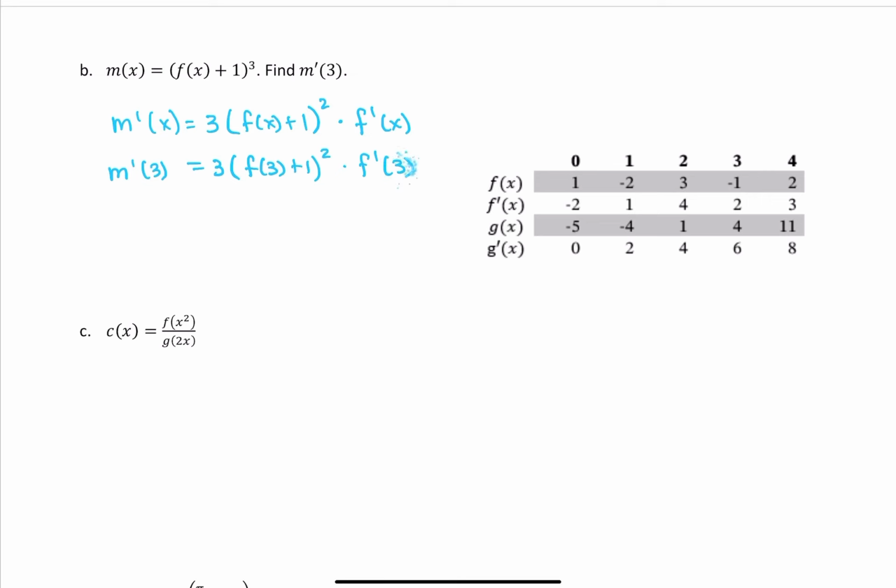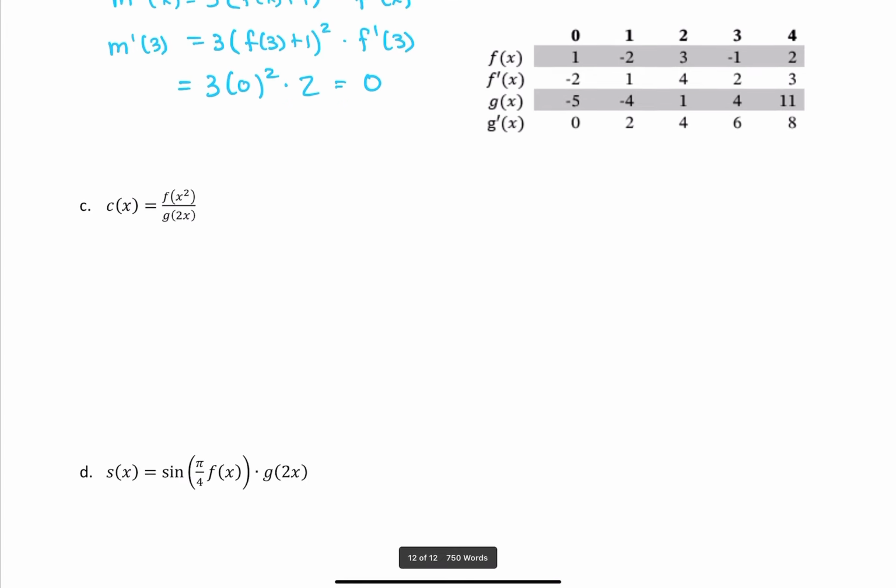prime of 3. That's going to equal, let's see, f of 3 is negative 1. So negative 1 plus 1 is 0. 0 squared is 0. 3 times 0 is 0. 0 times f prime of 3, which is 2, is going to be 0. So that's going to be 3 times 0 squared times 2. So that's going to equal 0. Cool.